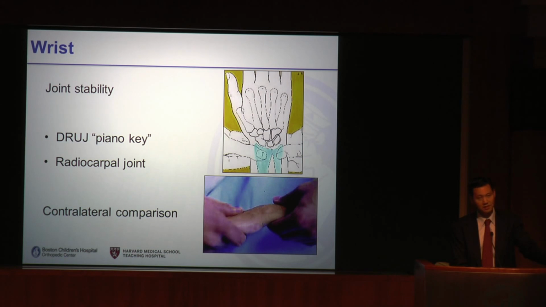I'm not going to go into much in the way of joint stability, but we'll talk in the breakout groups a little bit of how to assess laxity and how to look at ligamentous stability in the wrist, particularly as it relates to the distal radioulnar joint and the carpal bones.